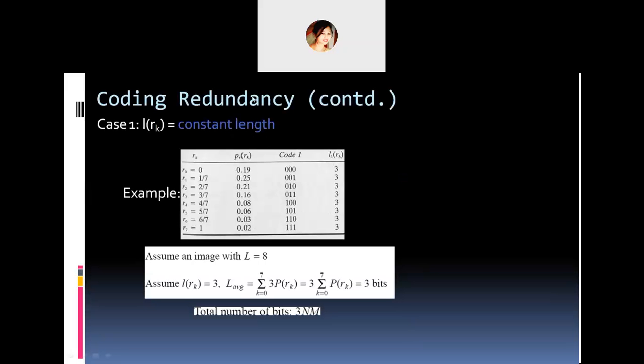So you just have to remember that we have 2 cases for coding redundancy. One is constant length, one is variable length. And these are just some examples. Actually, you will be given the values. You have to keep these values in this. Yes, you can't directly keep. You have to calculate a probability and the cumulative distribution function.